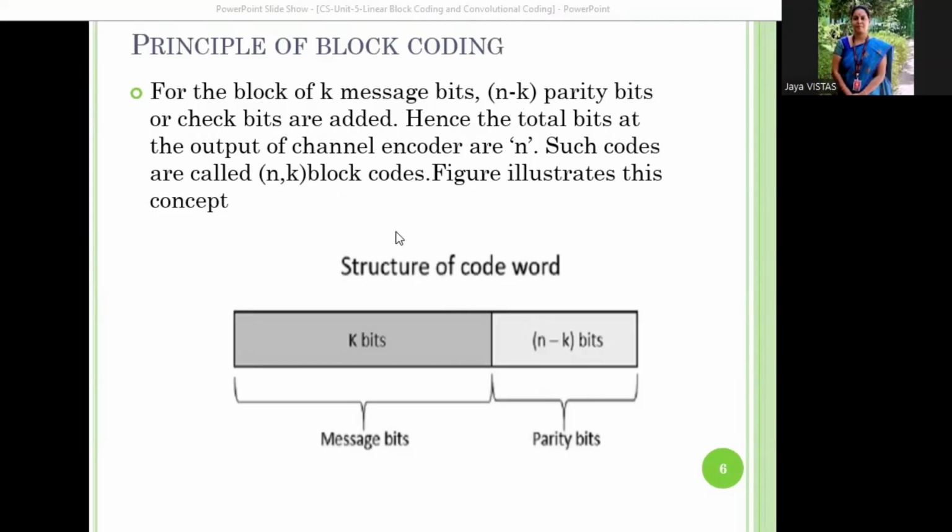This figure illustrates the structure of the code word, because the message plus check bits is called the code word. Here this is the message bits, and these n minus k bits are the check bits. Both are included in the code word. So the structure of the code word includes message bits plus check bits. Check bits means total number of bits minus the message bits, that is the parity bits.